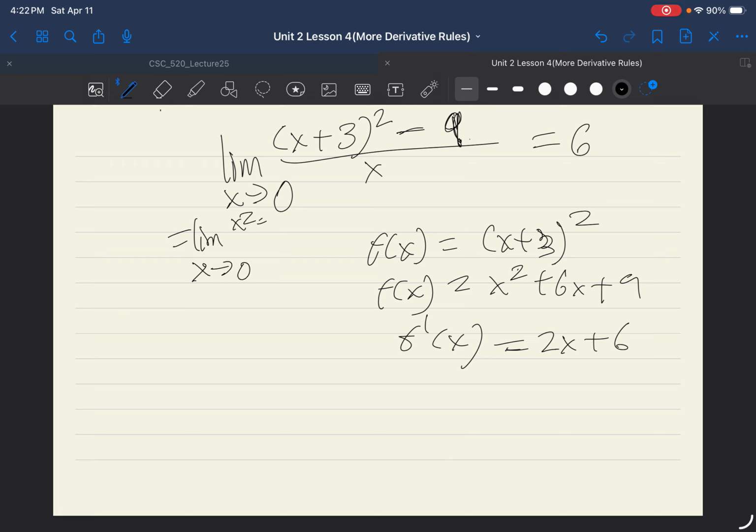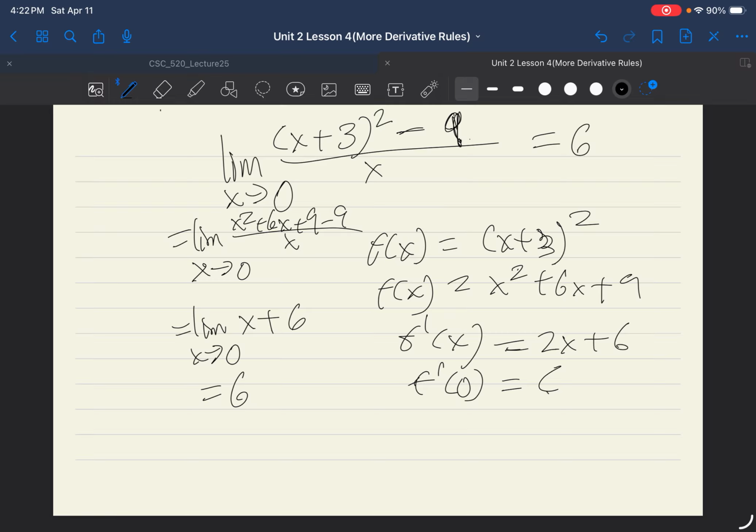So x squared plus 6x plus 9 minus 9 over x. That's going to be equal to the limit as x approaches 0 of x squared plus 6x over x. That'll be equal to x plus 6, right? Which is just going to be equal to 6. Meaning f prime of 0 is going to be equal to 6 the same exact way. Yeah, that seems about right.